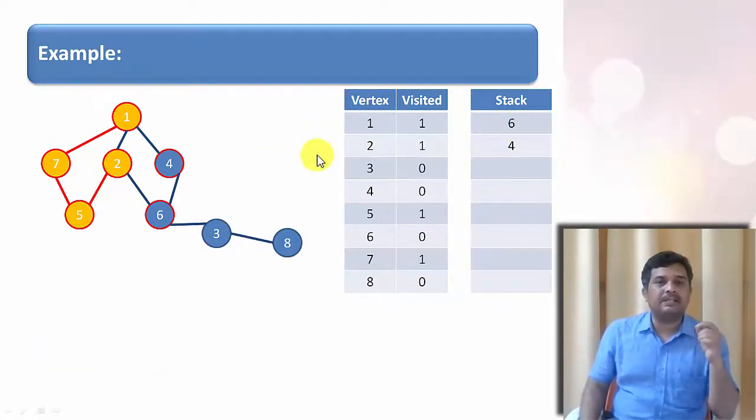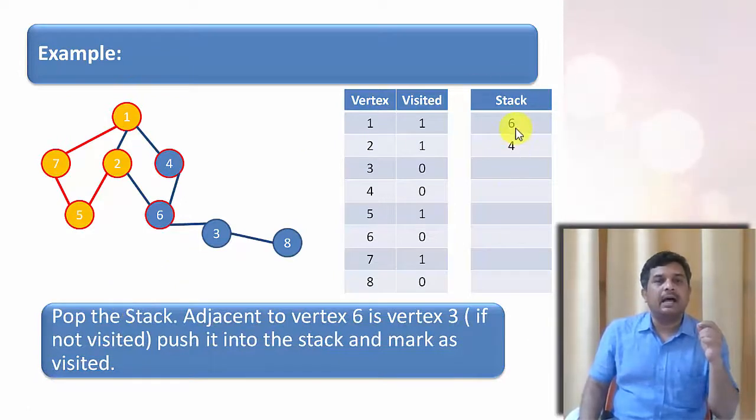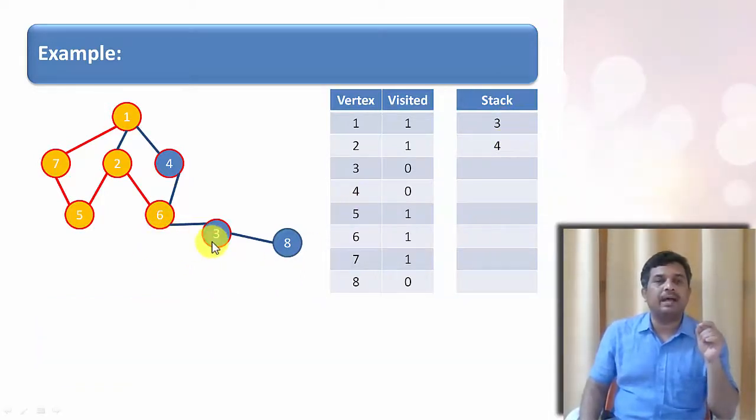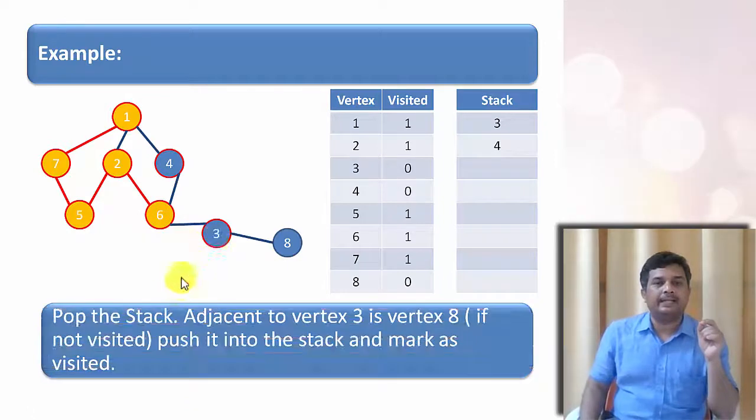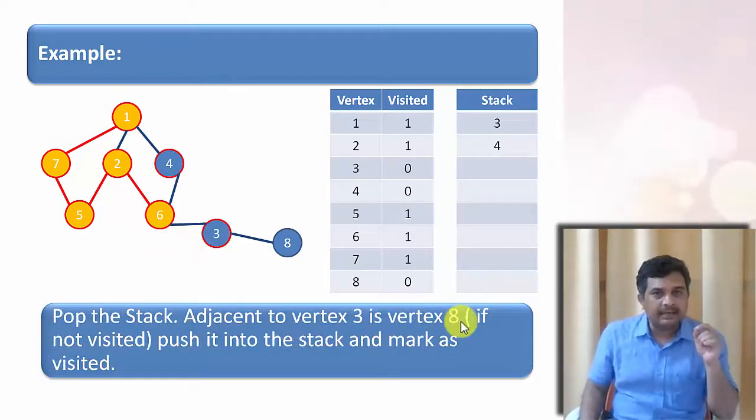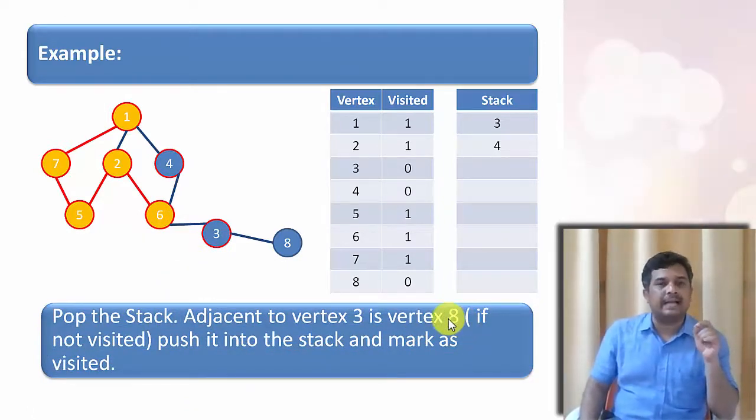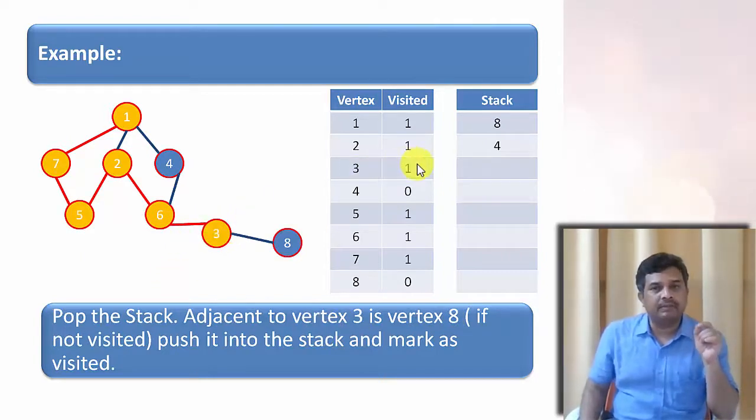On the top of the stack we are having 6, and 6's adjacents are 4 and 3. 4 is already there in the stack, so we need not do anything for 4. We are going to add 3 to the stack. 6 is popped and 3 is added. Now on the top of the stack we are having 3. Adjacent to 3 is vertex 8. We are going to push it onto the stack and mark 3 as visited.